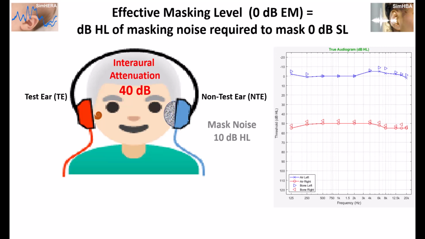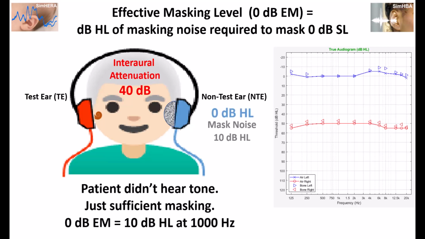We'll put in 10 dB HL. Is that sufficient to mask out the 0 dB HL sound? Sound comes in, patient does not respond, so it's just sufficient to mask out that 0 dB HL sound. So 10 dB HL is the masking level required to mask out a 0 dB HL sound. So the effective masking level, the 0 dB EM in this case, is 10 dB HL for the 1000 hertz.